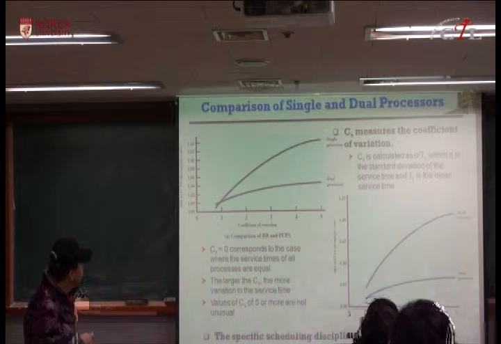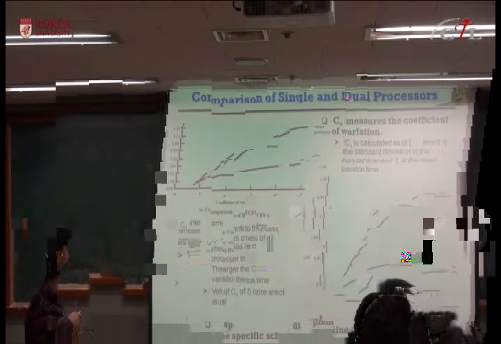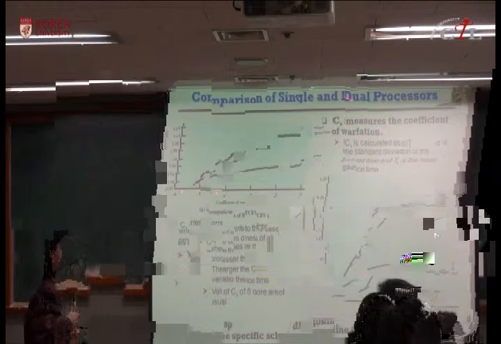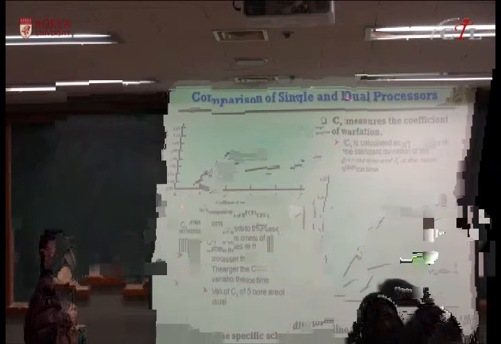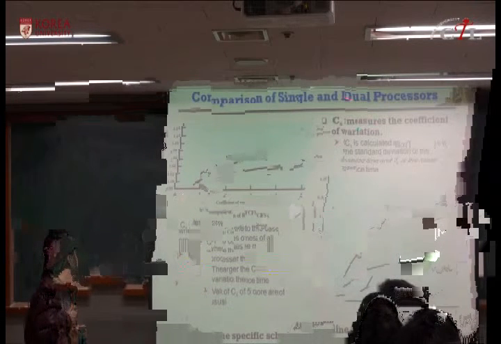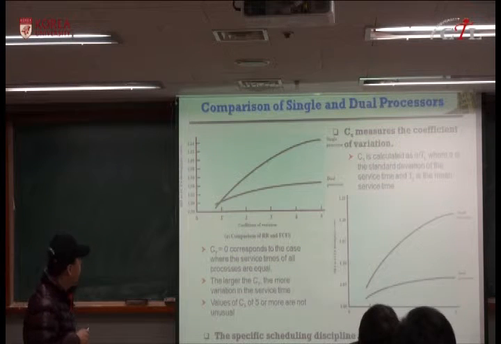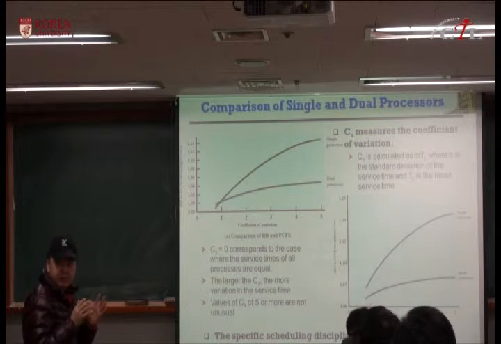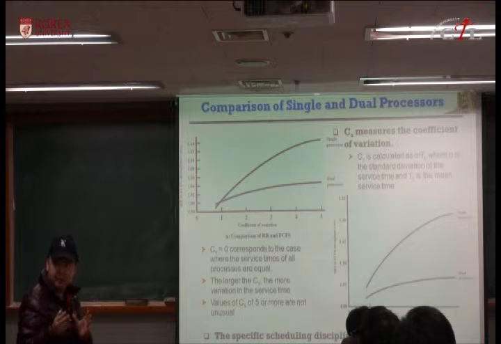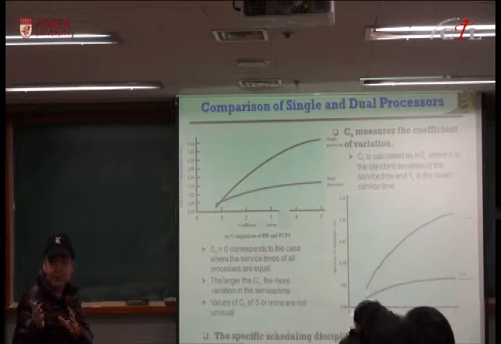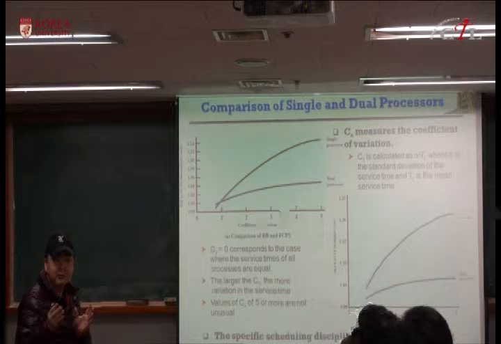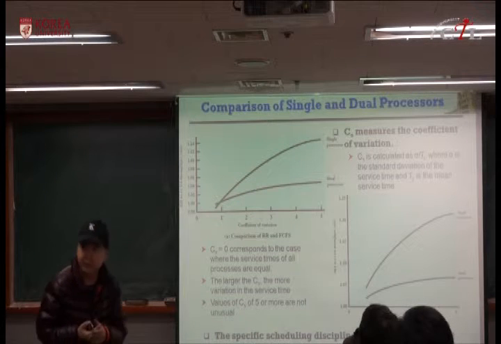So in a uniprocessor environment, this is the round robin to first come first serve throughput ratio. So round robin throughput divided by FIFO throughput. Okay, the ratio. So round robin should give better CPU utilization, right?